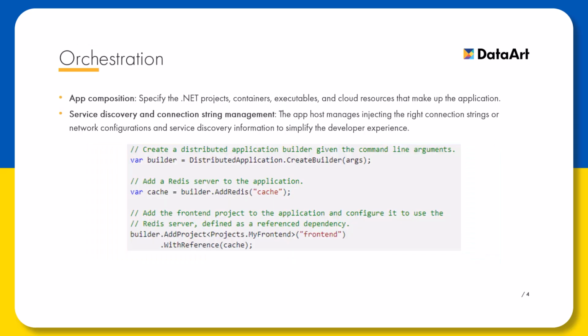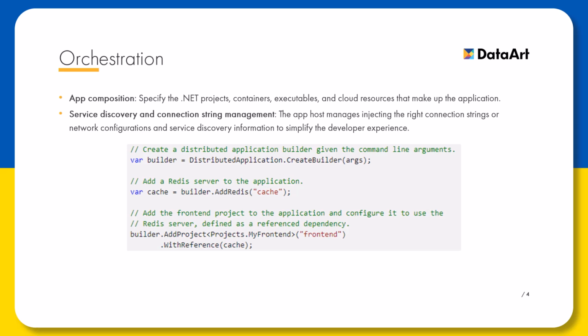In .NET Aspire, orchestration primarily focuses on enhancing the local development experience by simplifying the management of your cloud-native apps, configuration, and interconnections. .NET Aspire orchestration assists with the following concerns: app composition. Specify the .NET projects, containers, executables, and cloud resources that make up the application. And service discovery and connection string management. The app host manages injecting the right connection string or network configurations and service discovery information to simplify the developer experience.